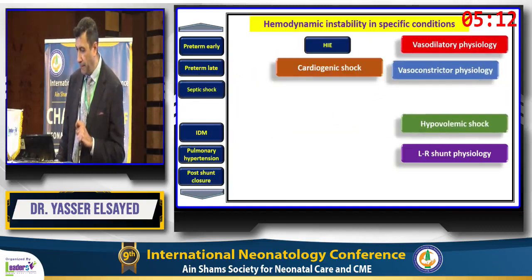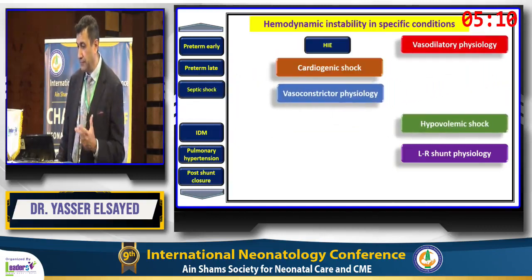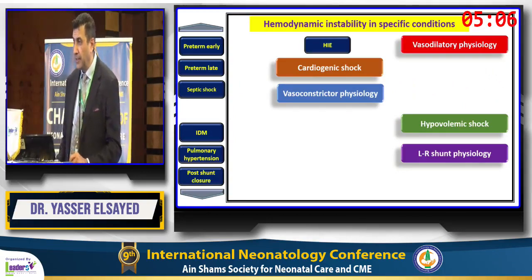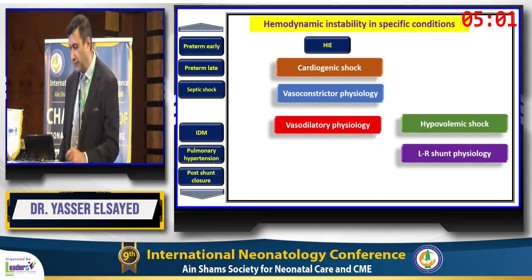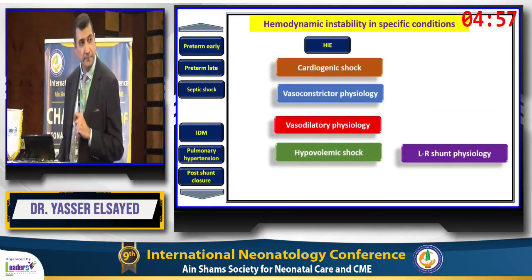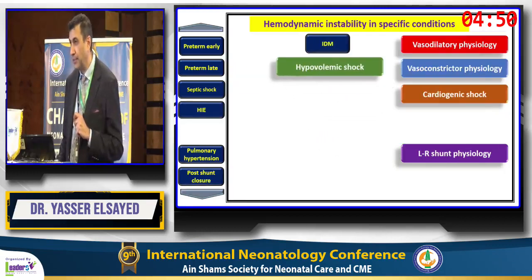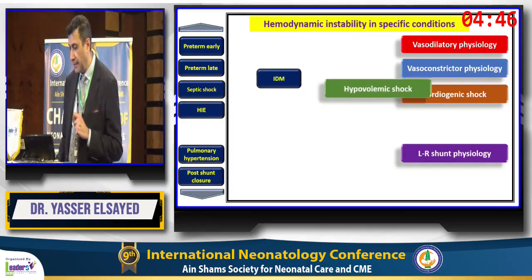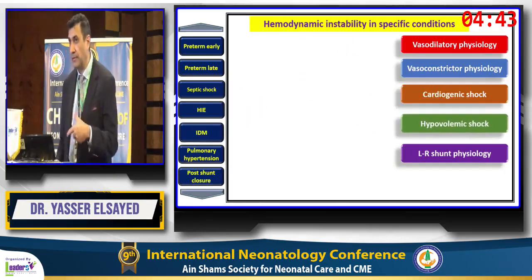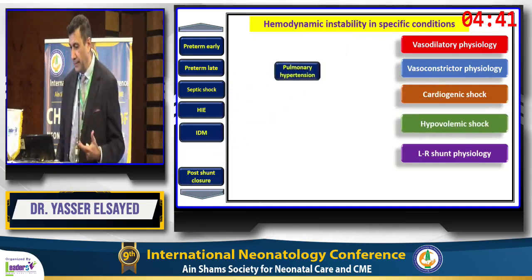And then in HIE, cardiogenic shock is very common because of prenatal hypoxia. Vasoconstrictor physiology can occur after cooling, because cooling might induce peripheral vasoconstriction. And then vasodilator physiology might also happen, and hypovolemic shock also might be contributing. In IDM, it is contraindicated to use inotropes with hypertrophy of the heart, just fluids. And sometimes use beta blockers to slow the heart rate to give more time for filling of the heart.